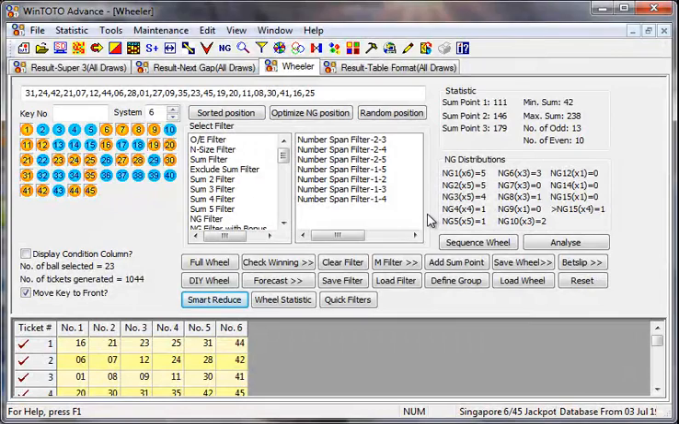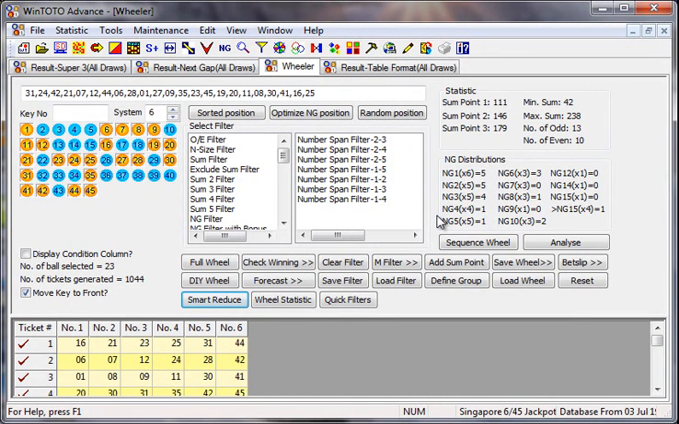Right, from 2,259 you reduce down to 1,044. Alright, in total you reduce by 1,215 tickets. Alright, so how much do you save? Good question. You save $607, which is more than the cost of my WinTOTO.